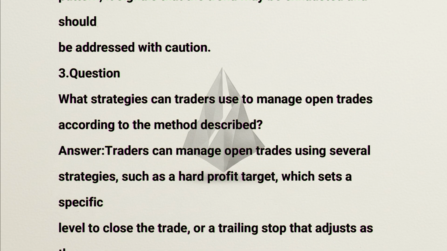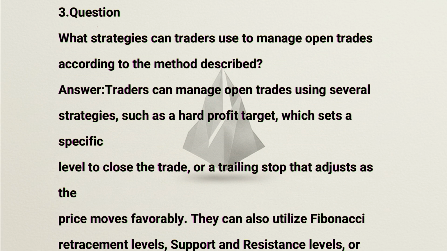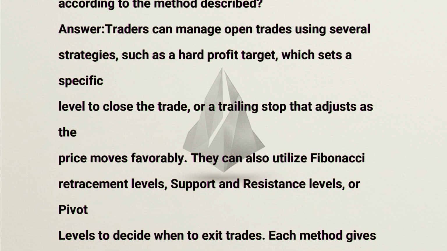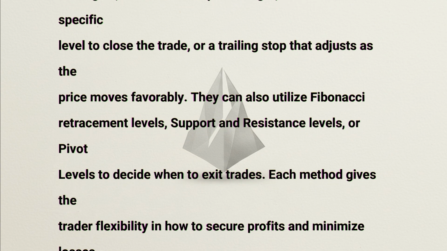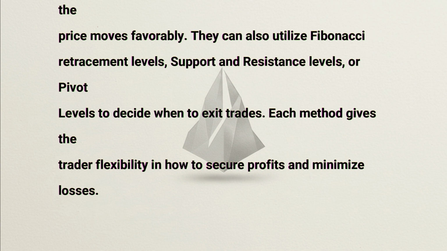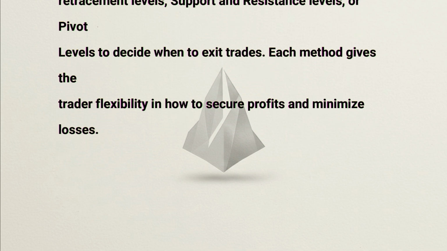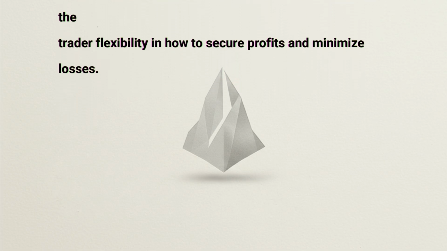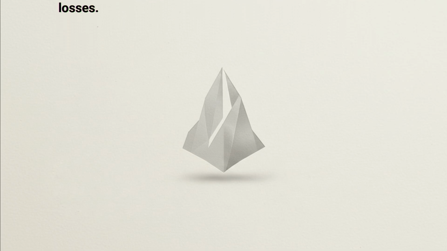3. Question. What strategies can traders use to manage open trades according to the method described? Answer. Traders can manage open trades using several strategies, such as a hard profit target, which sets a specific level to close the trade, or a trailing stop that adjusts as the price moves favorably. They can also utilize Fibonacci retracement levels, support and resistance levels, or pivot levels to decide when to exit trades. Each method gives the trader flexibility in how to secure profits and minimize losses.